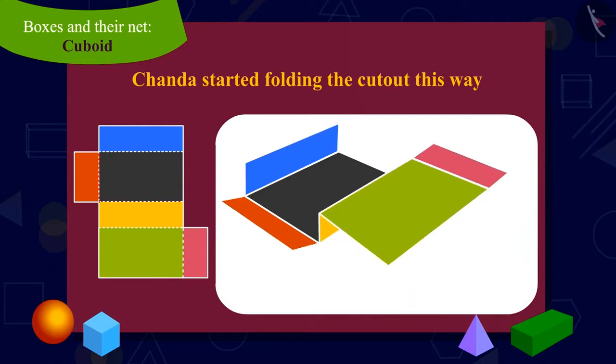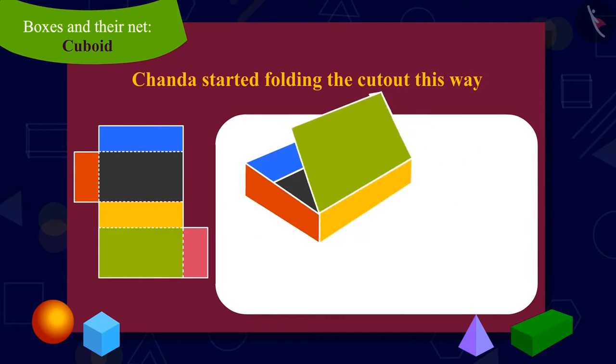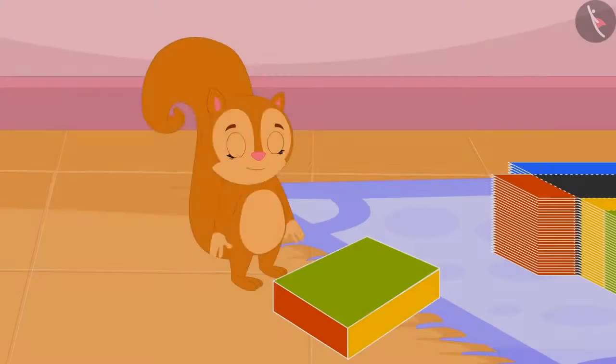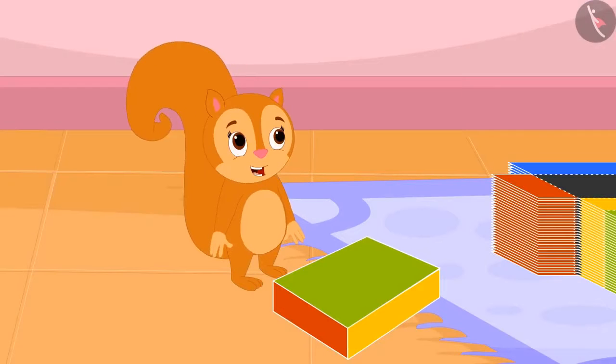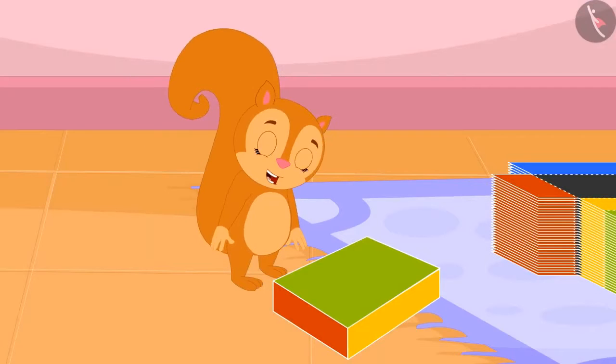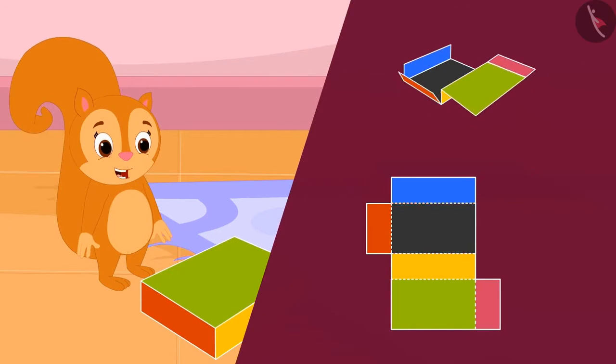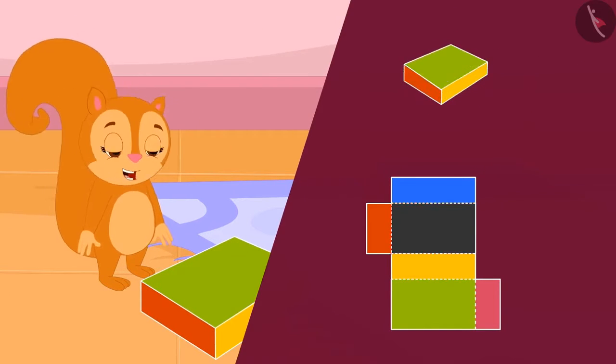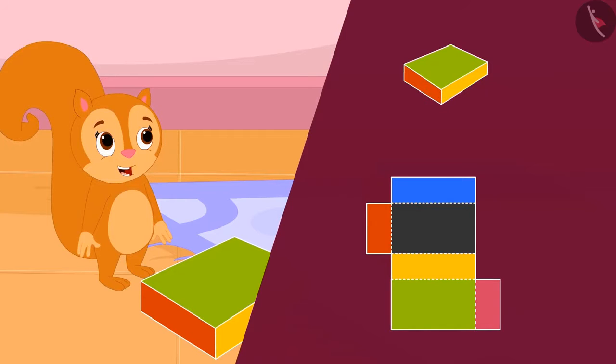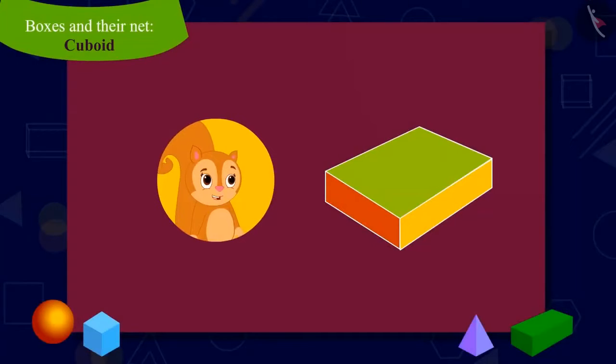Chanda began to fold the cutout in this manner. Chanda couldn't believe her eyes. The laddu box was ready by folding the cutout on those dotted lines. Children, were you also shocked like Chanda?